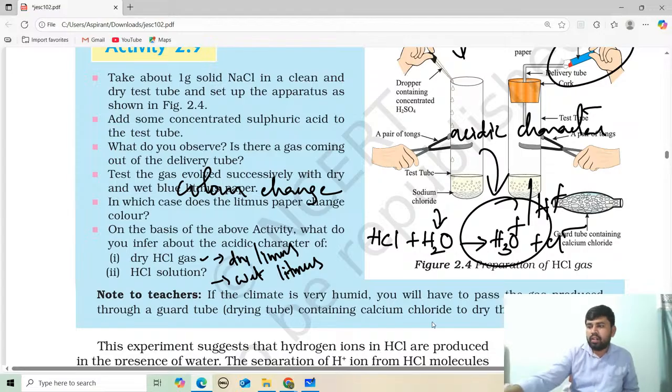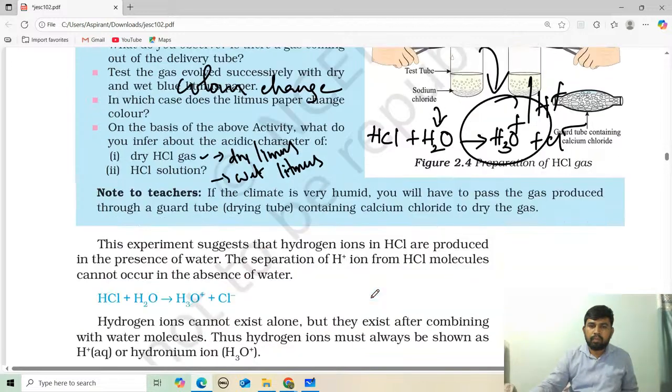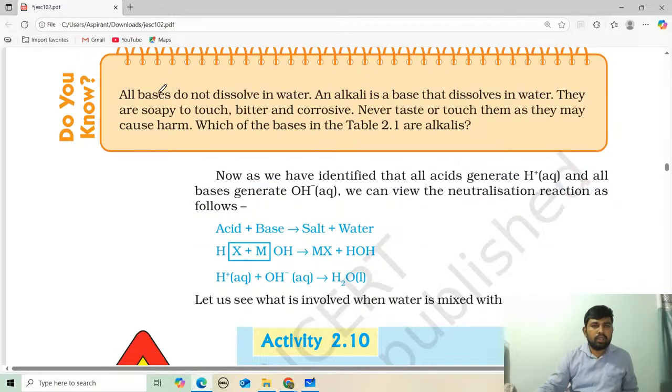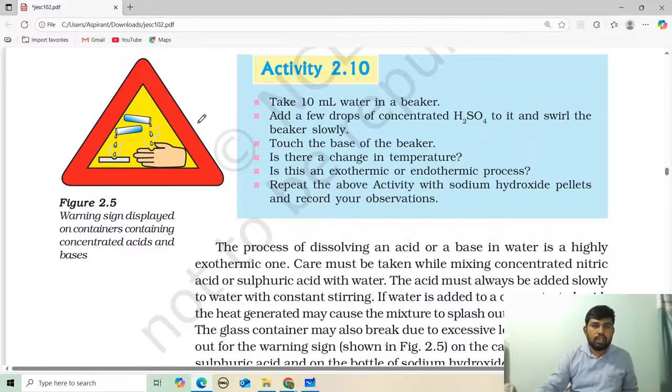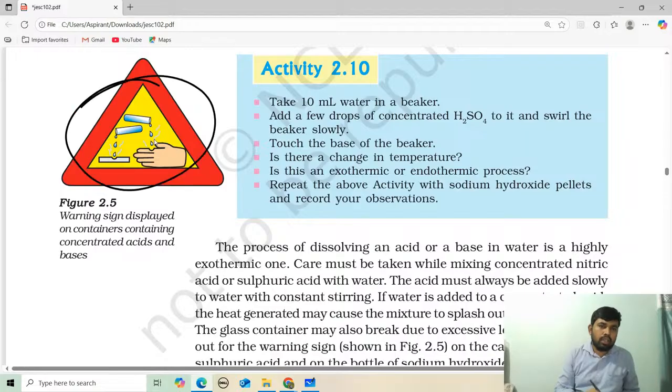Right now we are going to discuss the next topic, which is called dilution. We discussed alkali also. We can see the diagram here, and there is something else given about the structure. You can see the warning sign displayed on containers containing concentrated acids and bases.